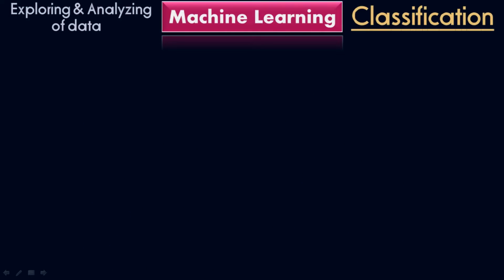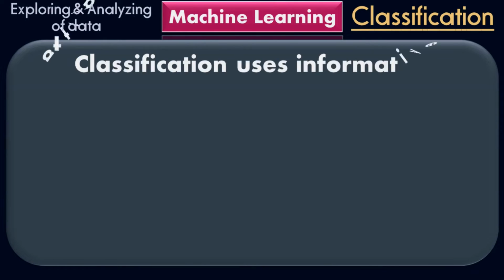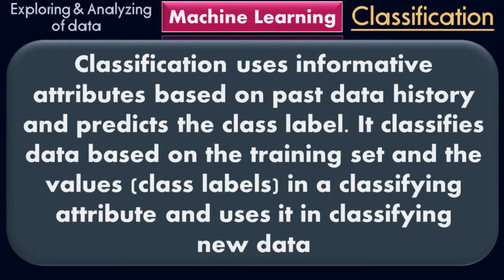Let's first talk about classification, what we mean by classification. Classification can be defined as follows: classification uses informative attributes based on past data history and predicts the class label. It classifies data based on the training set and values of class labels in a classifying attribute and uses it in classifying new data. What we do in classification is use informative attributes based on that past data history. We have a past data history. Based on that past data history, we use informative attributes which can predict the output of the model.